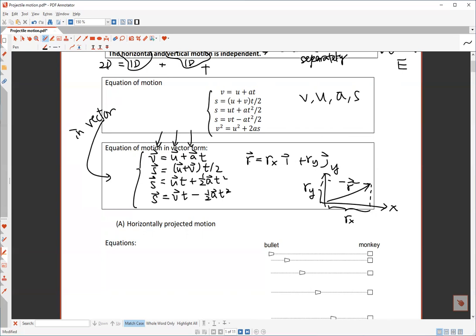I didn't write down the last one because it's non-trivial, because there's a square here. There are different types of multiplication in vectors. So when you say it's v squared, what does it mean? Actually, here it means a dot product.